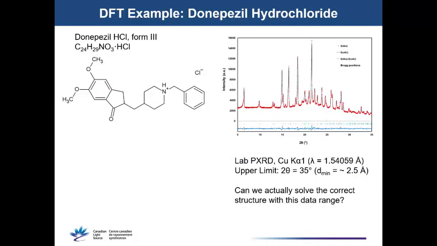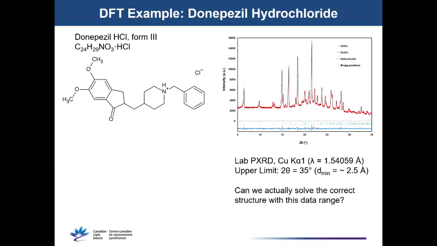So here's an example of a drug called donepezil. This was one of the first drugs that was brought to market to treat mild to moderate Alzheimer's disease. I'm using lab PXRD data here again with a fairly low upper two theta limit of about 35 degrees. So again, this is high quality data, but there's not a lot of data content. The minimum d-spacing is at around 2.5 angstroms. So a lot of single crystal people would tell you, you can't solve a structure with that much data.